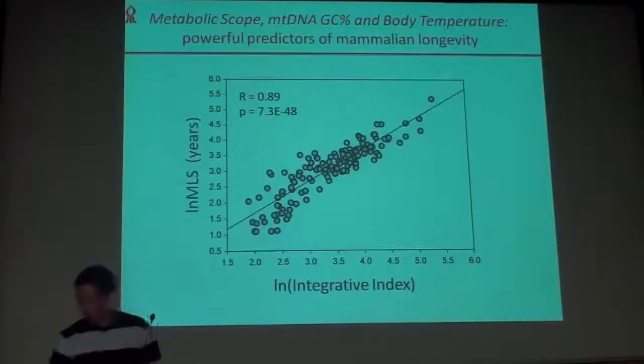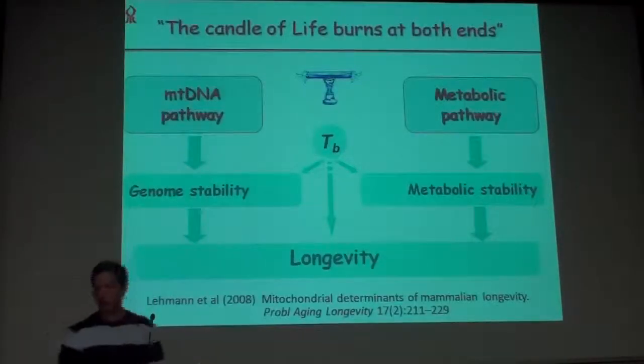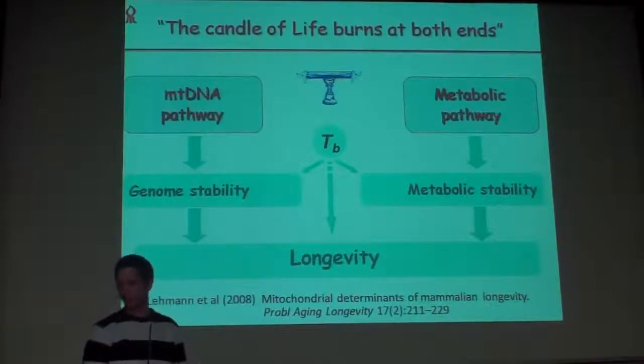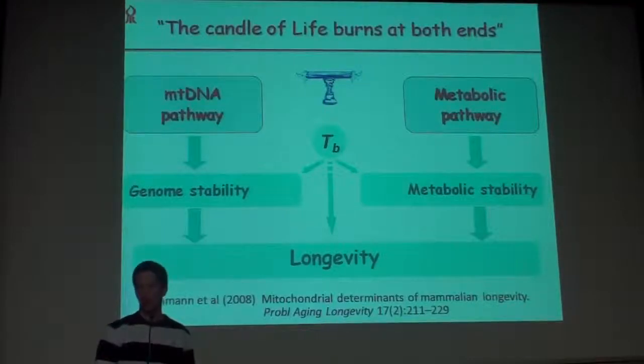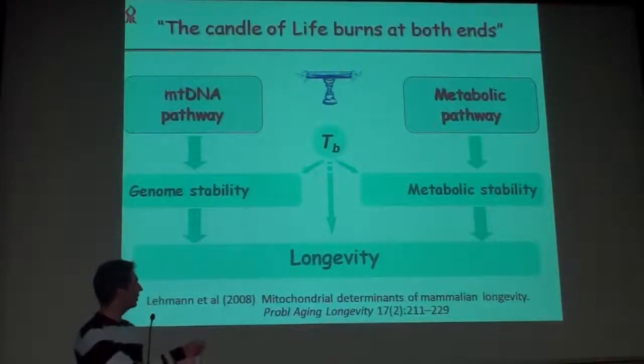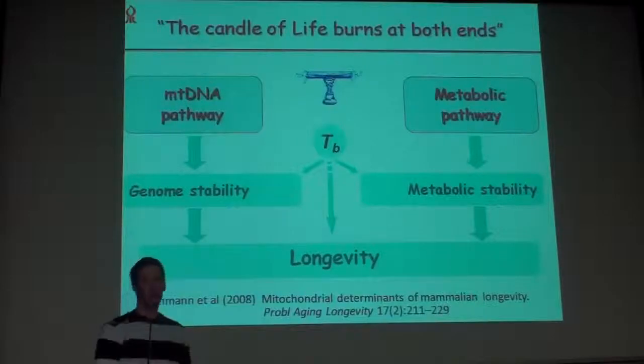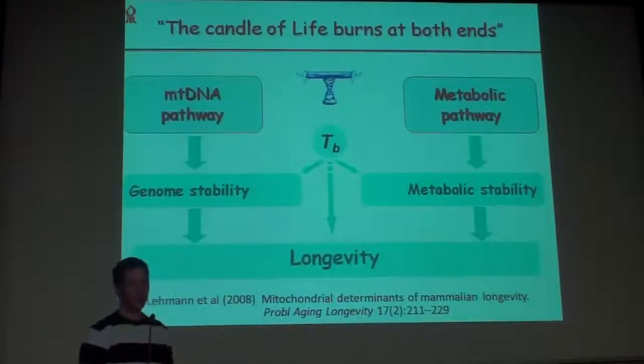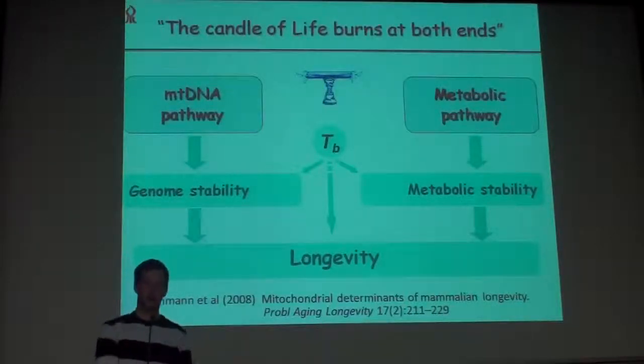In summary of the study, I'll show this model of two pathways that determine the lifespan. One pathway is associated with the metabolic pathway, presumably the metabolic stability, metabolic scope. And the other pathway is the mitochondrial DNA pathway. There is also a place for body temperature, which interacts with both pathways, and also has its own effect on longevity.